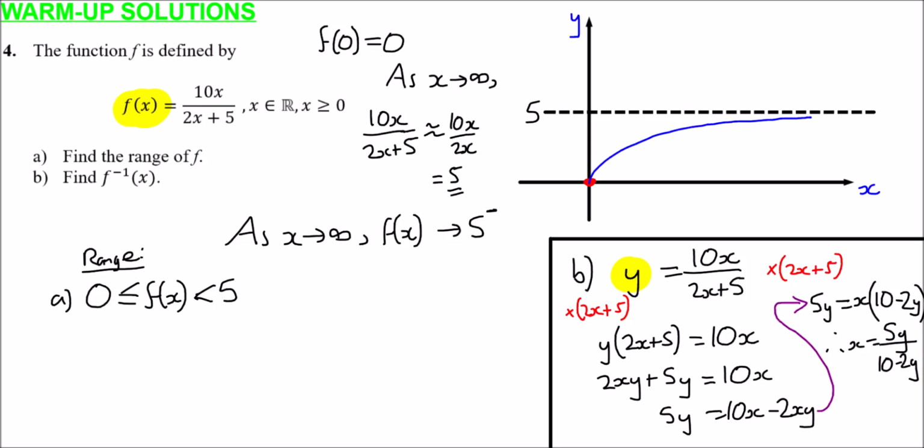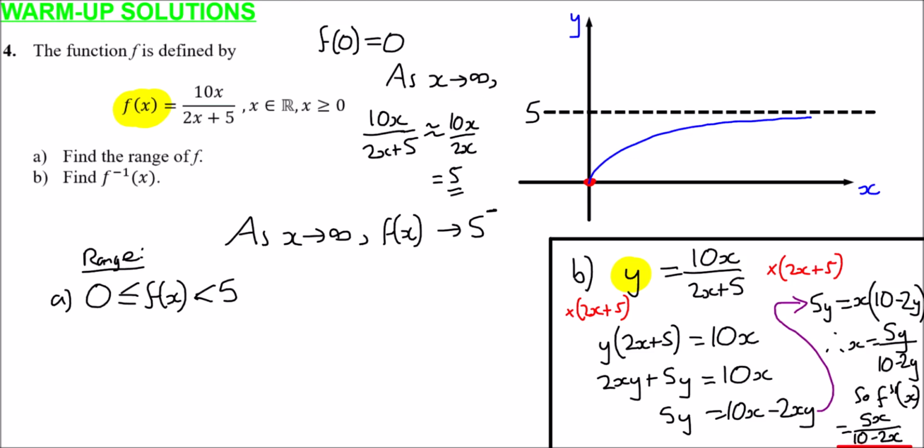The final thing we do is we replace y with x. So what we say finally is, f minus 1 of x equals 5x, as we call it now, all over 10 minus 2x. And then we're finally done with the warm-up.